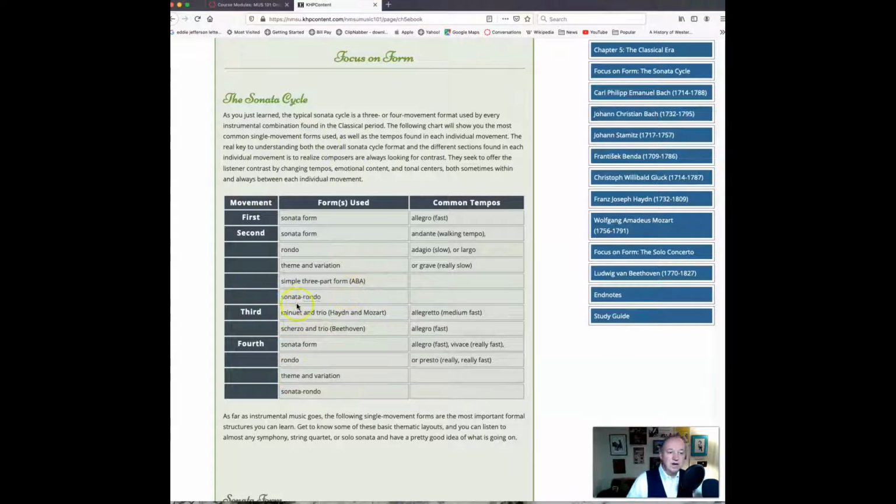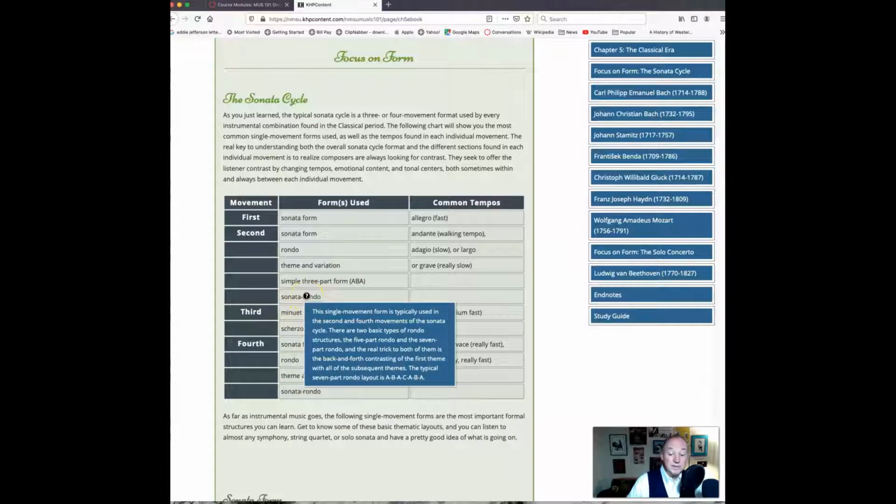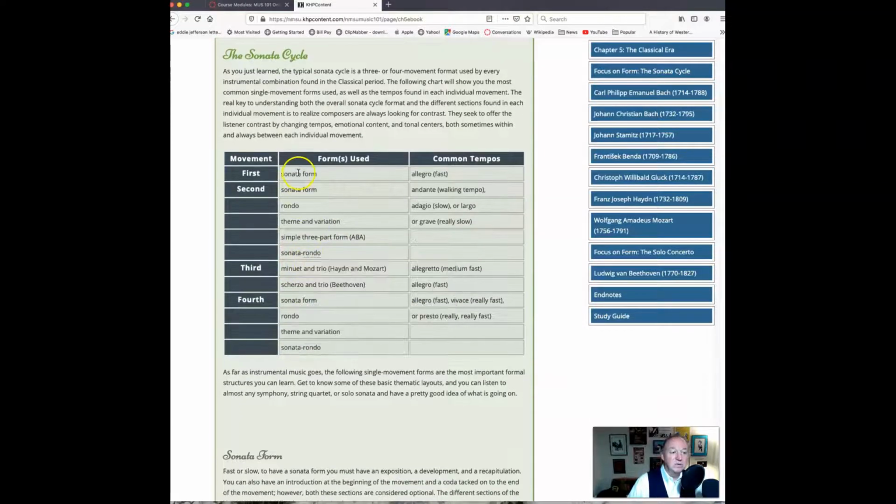So that first chart deals with multiple movements, the Sonata Cycle. The most important, as you can see, of the single movement forms is the Sonata Form. We used to, years ago, call it Sonata Allegro Form, but that didn't work if you use it in the second movement because it's slow, it ain't Allegro. So we just call it Sonata Form now. It can happen in the first, second, or last movements.